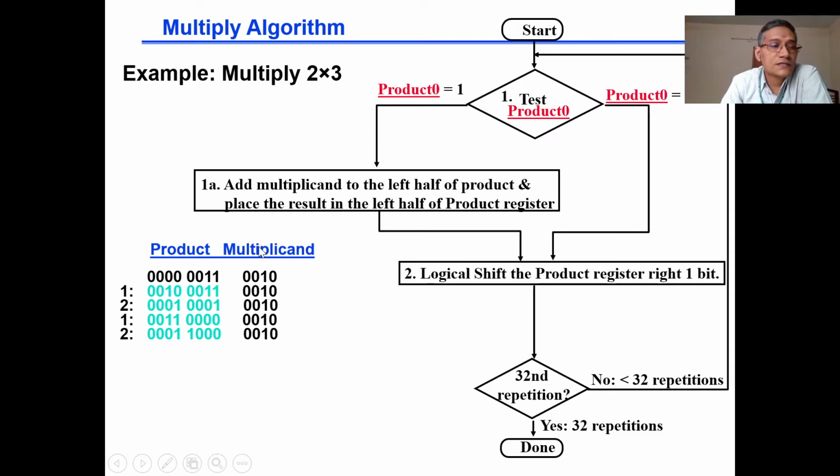Now we will move on to the third iteration. In the third iteration, we need to check the LSB of the product register with respect to the previous iteration, that is 0. Because this is 0, we will skip the first step. If it is 0, we shift right the product register 1 bit directly, so we will move on to the second step directly.